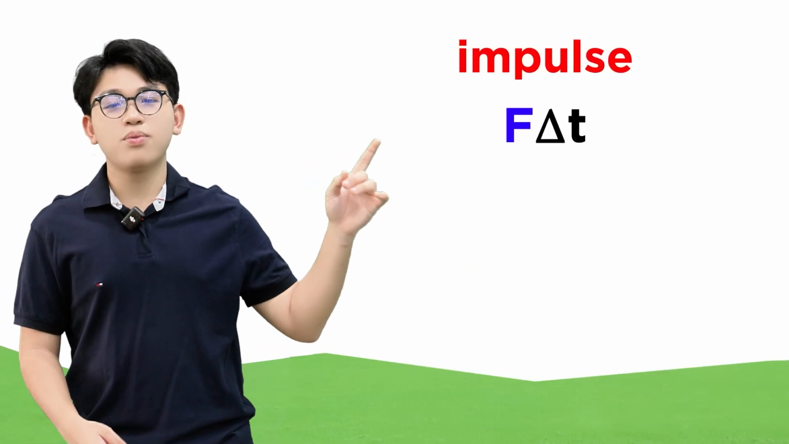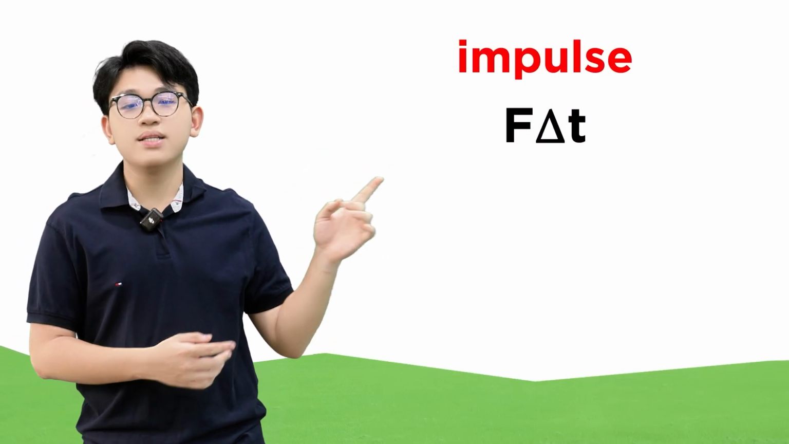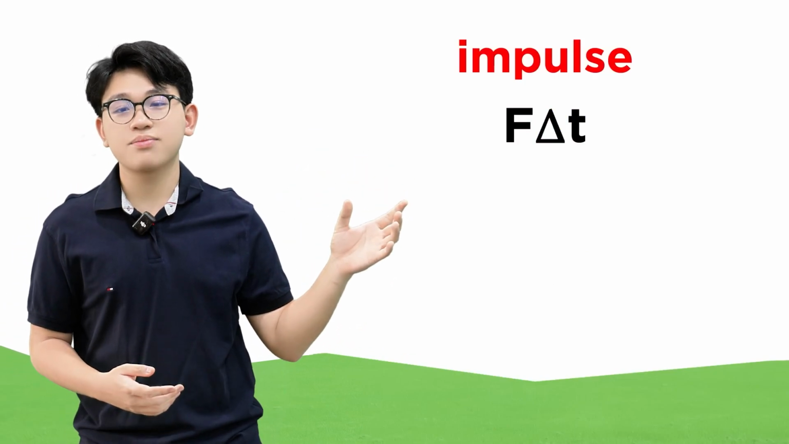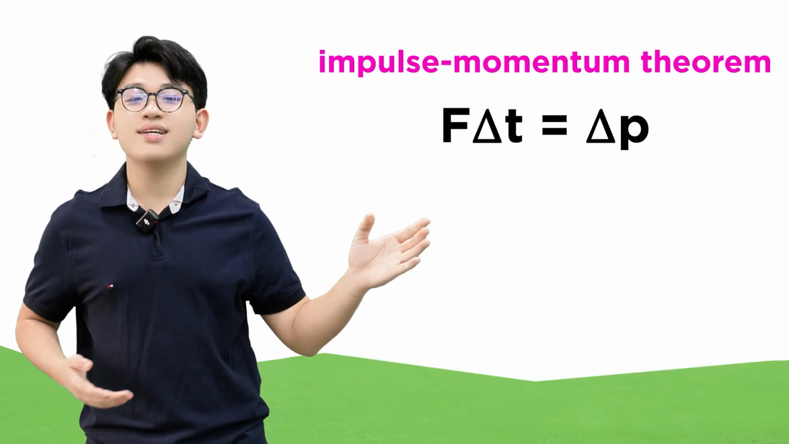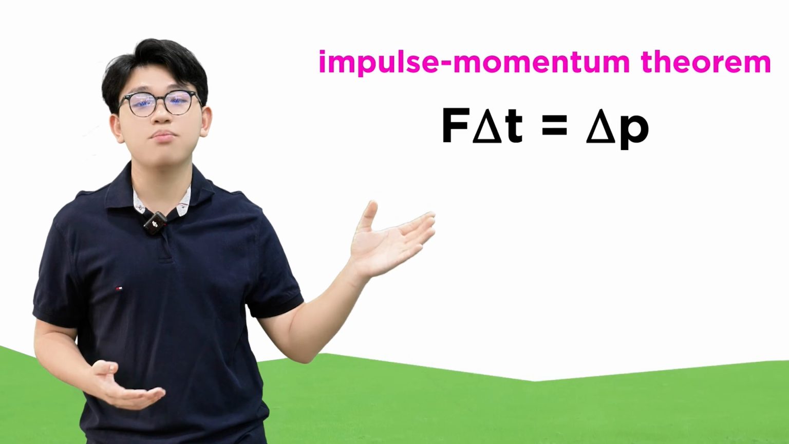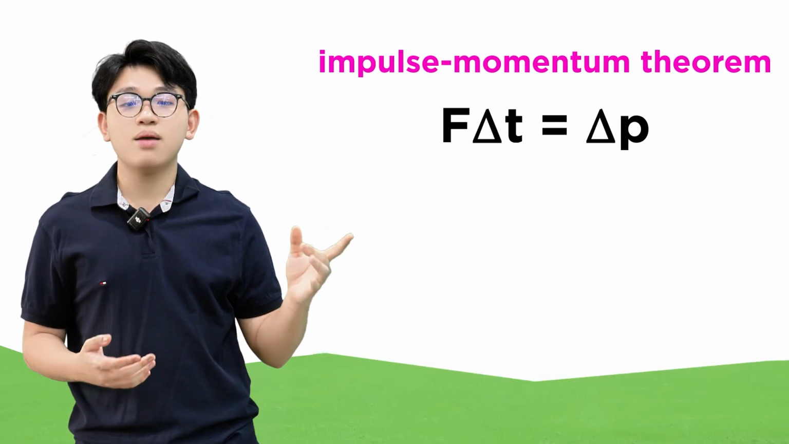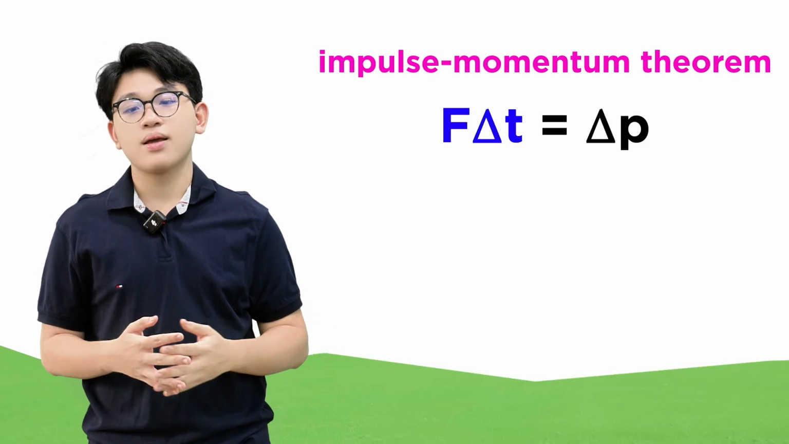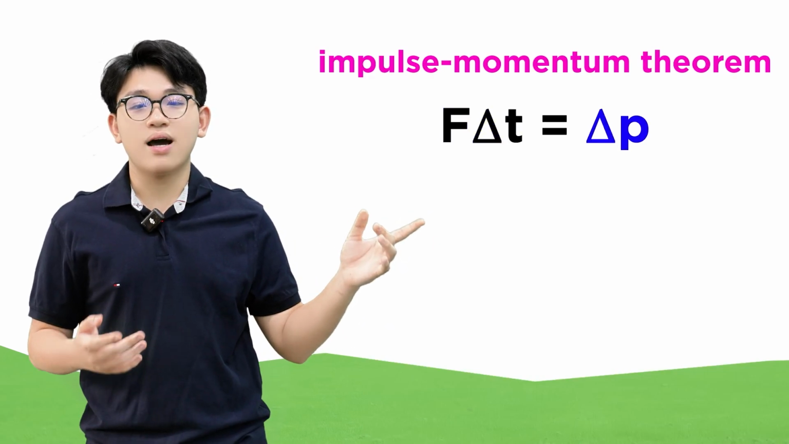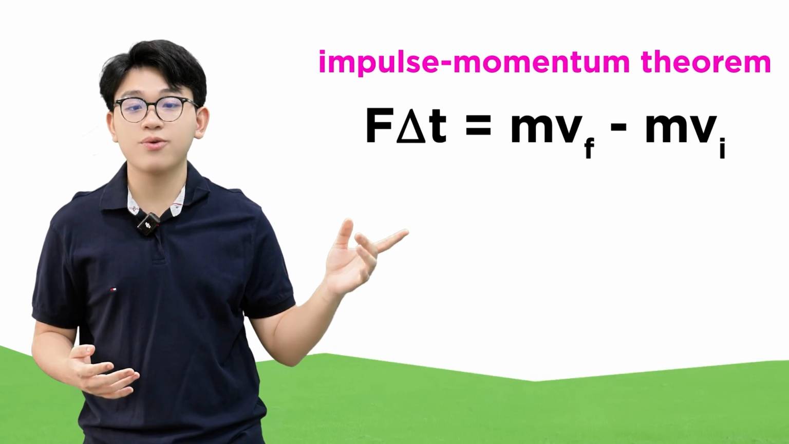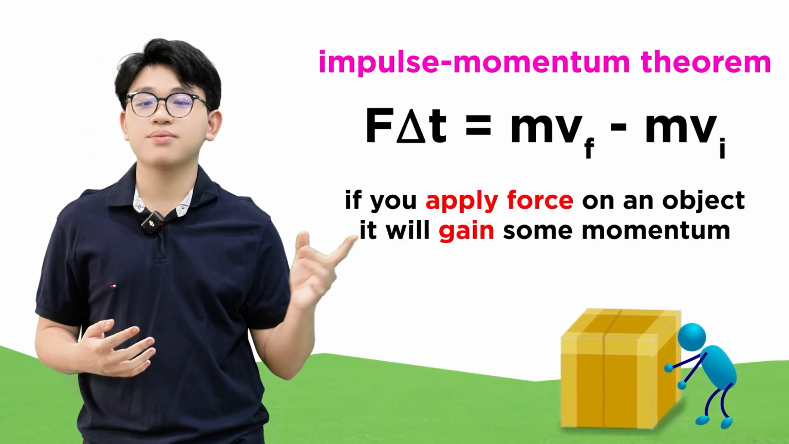The formula for impulse is the force times the time interval during which the force acts. So it is measured in newton-seconds and is directly related to the change in momentum of an object. This relationship is known as the impulse-momentum theorem, where F is the force applied, delta t is the time interval during which the force acts, and delta p is the change in momentum of the object.